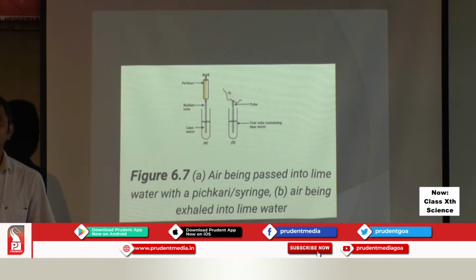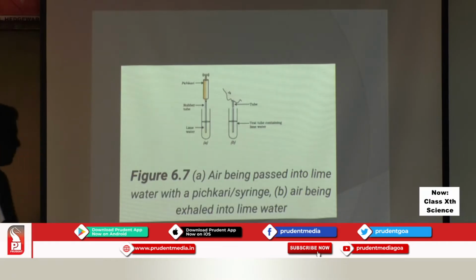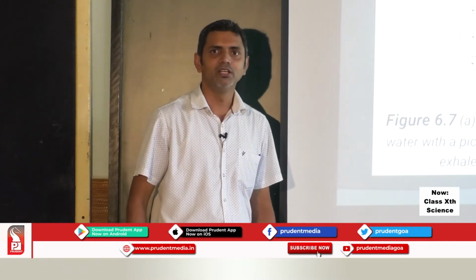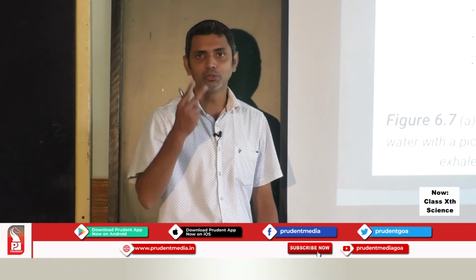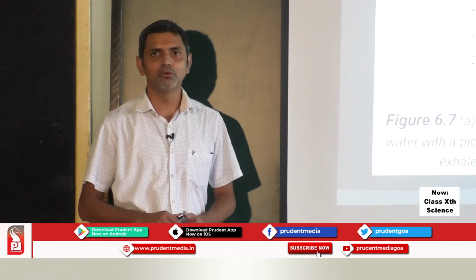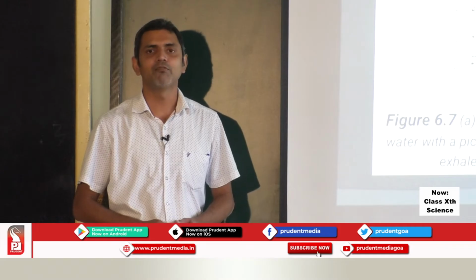The next part is related to the activity. So, what do we have to do? We have to make use of two test tubes. I repeat, we have to make use of two test tubes. In both the test tubes, we have to pour lime water.